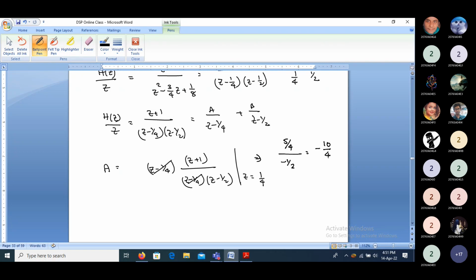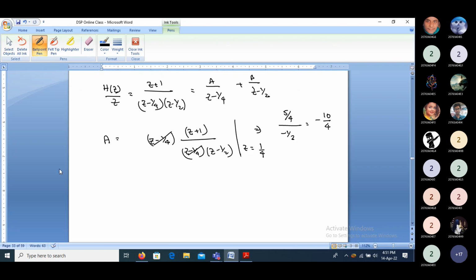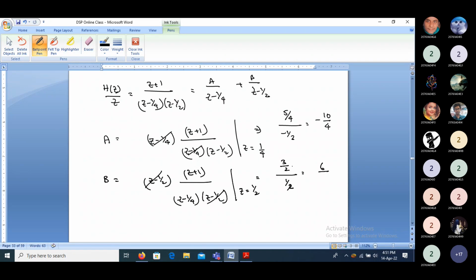Similarly, B is z minus 1/2 into z plus 1 divided by z minus 1/4 into z minus 1/2. The z minus 1/2 terms cancel, at z equal to 1/2. 1/2 plus 1 is 3/2, divided by 1/2 minus 1/4. So the answer is, the 2s get cancelled.